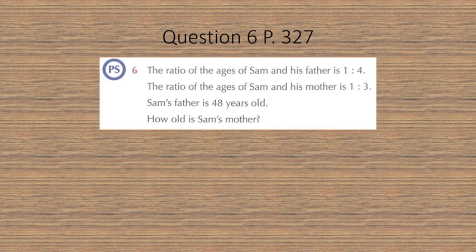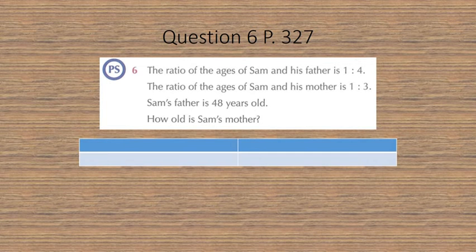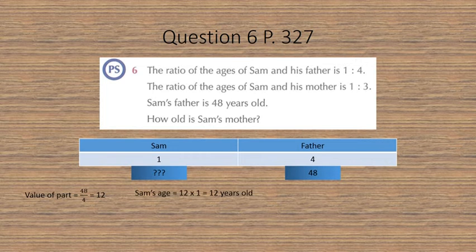So let's work on this part together. Sam to his father is 1 to 4. And Sam's father is 48 years old. So I'm putting Sam's father's age under his column. Again, I'm searching for the complete column, which is the father's column, and getting the value of a part to know Sam's age. So the value of a part is 48 over 4, which is 12. And after that, get Sam's age. So 12, this is the value of a part, times Sam's ratio, which is 1. So 12 times 1 equals 12 years old.